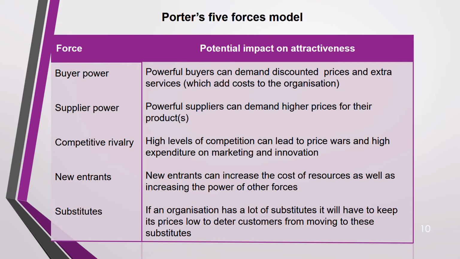New entrants. When you can easily enter an industry, the force is low. The force is high when they cannot enter easily. Substitutes are the same thing. Having lots of substitutes, power is less. Having fewer substitutes, power is high. Sorry, I think it's the other way around. Having lots of substitutes makes it weak.